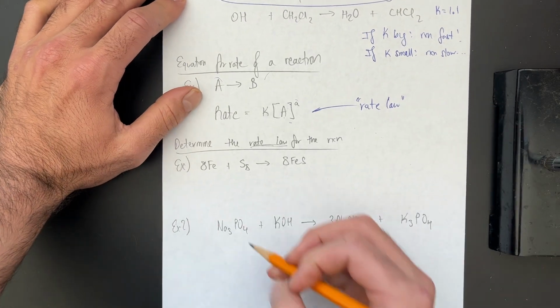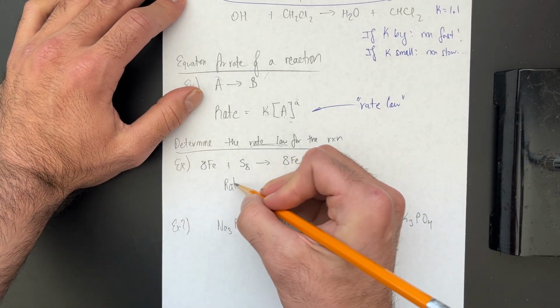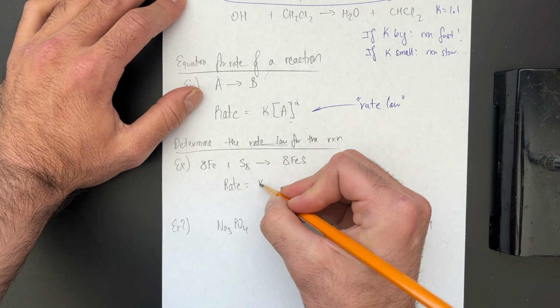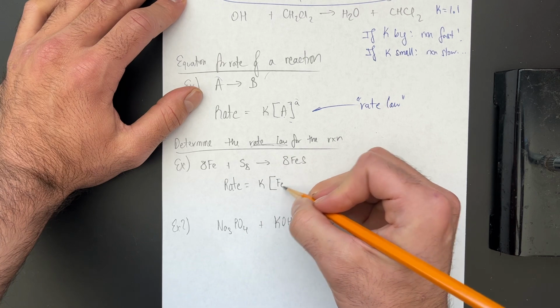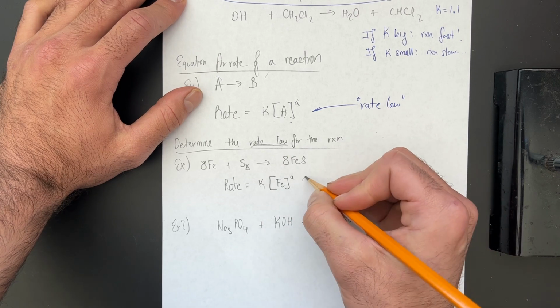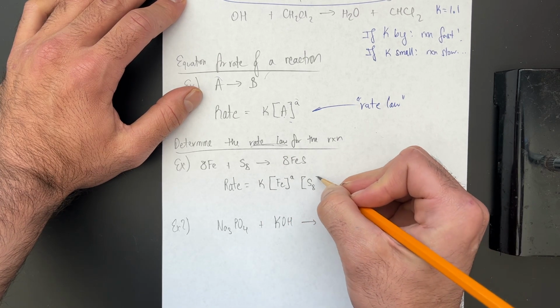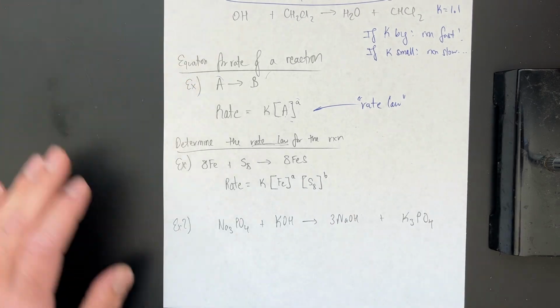What's the rate law for this reaction? Basically, the rate law is going to be equal to here. Rate is going to be equal to K times the concentration of Fe to the power of A, and then the concentration of S8 to the power of B. It's as simple as that.